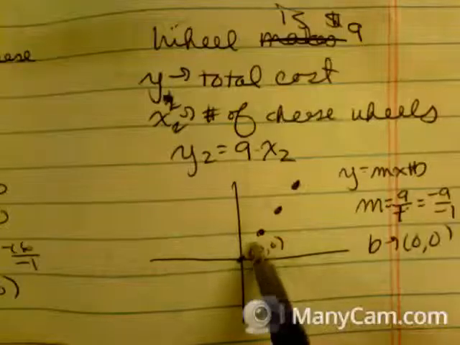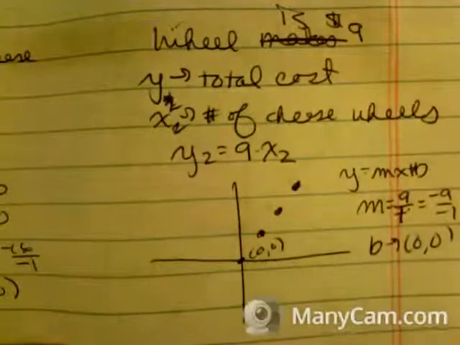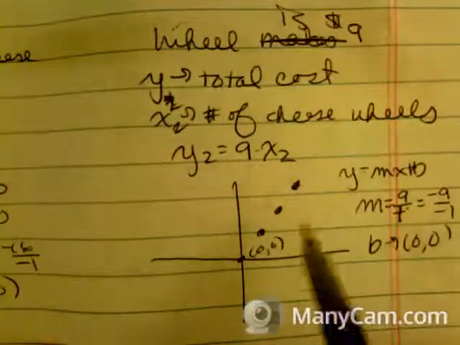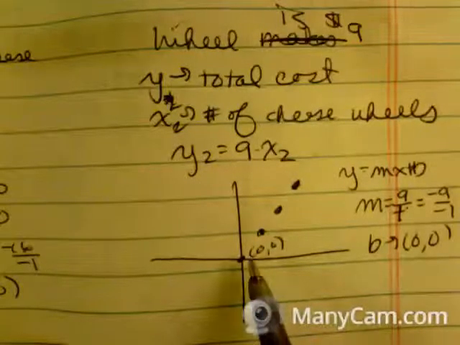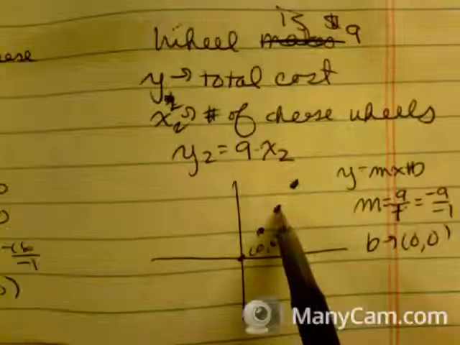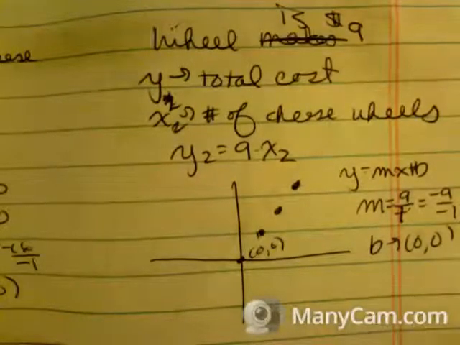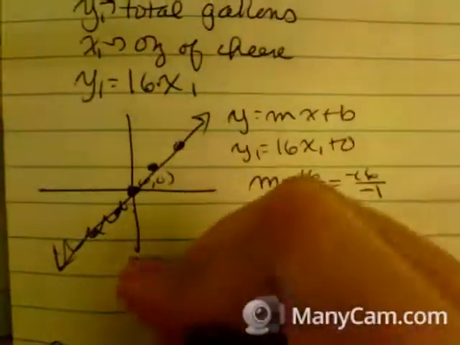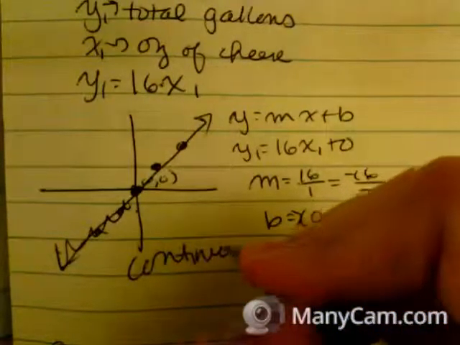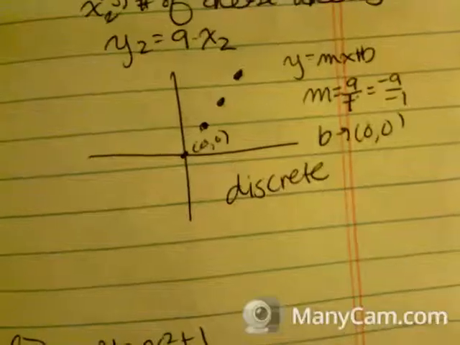I cannot connect these points because we can only sell a whole number of cheese wheels. You can't sell 1.5 cheese wheels. You have to sell 1 cheese wheel, 2 cheese wheels, a whole number of cheese wheels. Therefore, this is a discrete graph. This one is continuous, and this one is discrete. Alright, so try it, got it, letter A.